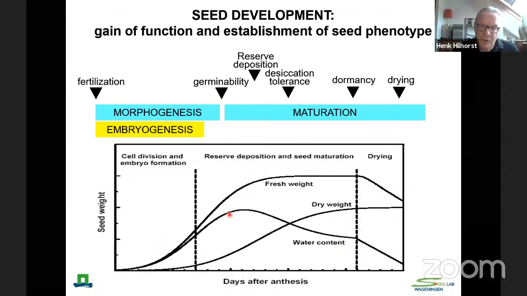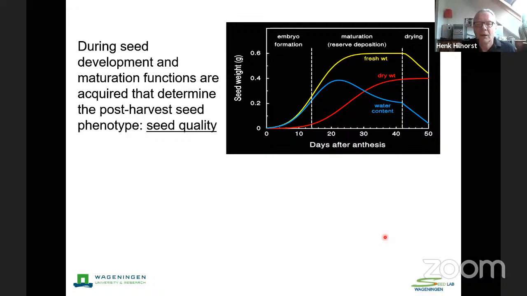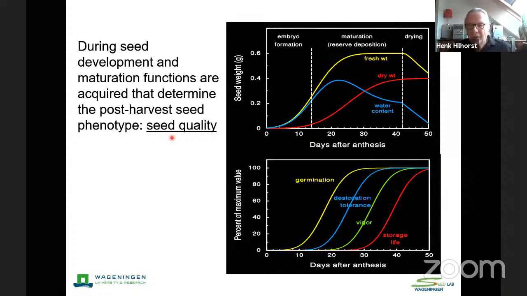And at the same time, you can see that the water content is decreasing. And that is because proteins and the starch and the lipids, they occupy cell space where there can be no water. So the water is driven out of the cells. And then finally, in many species, there is a further drying stage until very low water content. Here you see the same picture again, but during maturation, functions are acquired that determine the post-harvest seed phenotype, which is called seed quality. And that's what you can see here.